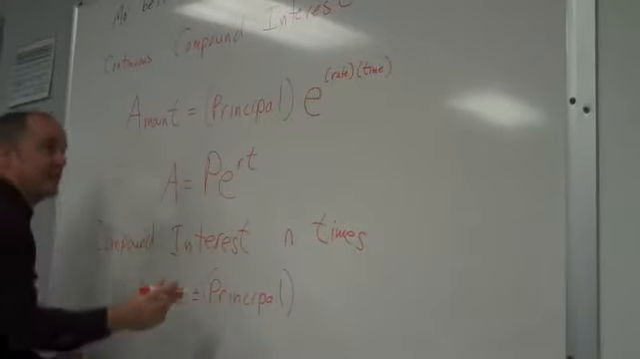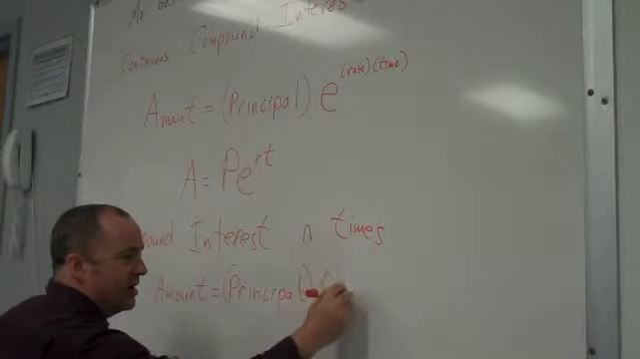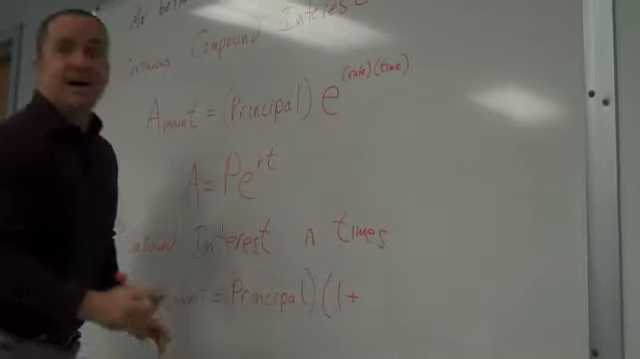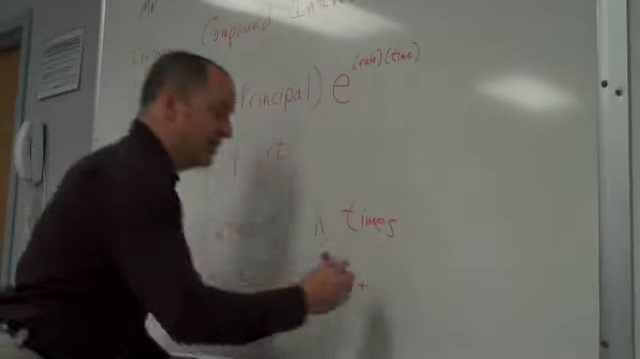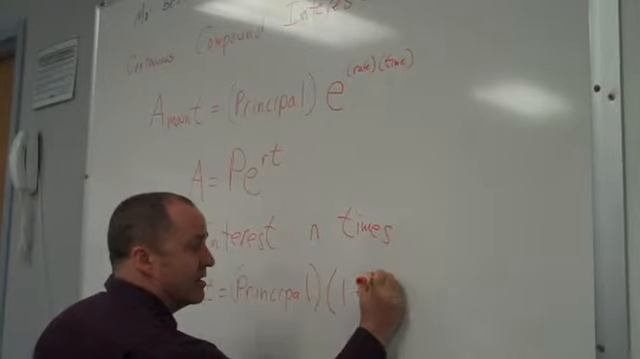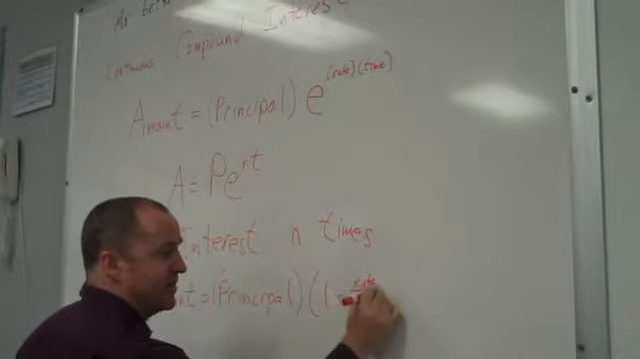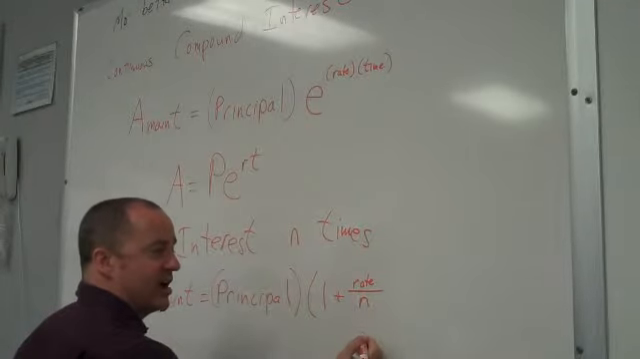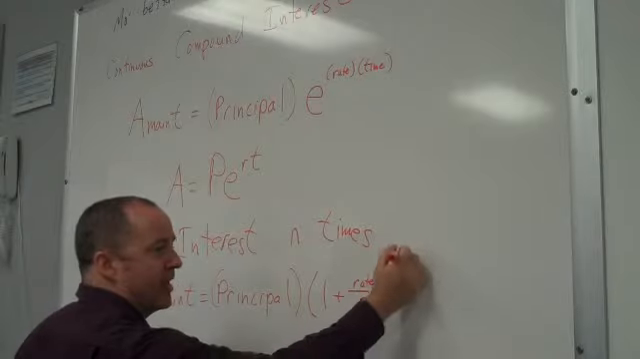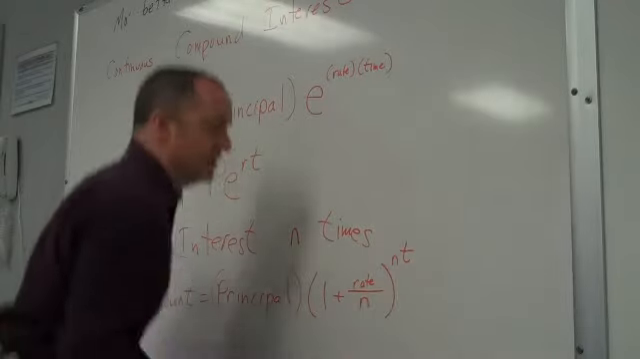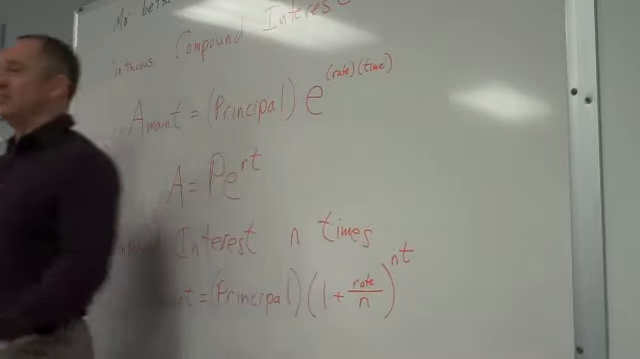Now in this case, instead of being multiplied times E, this is multiplied times 1. Which number is the principal? Principal is the amount you start with. So you imagine the initial amount you invest, 1 plus the rate, as a decimal, not as a percentage, divided by the number of times you're compounding in a year, raised to N, the number of times you're compounding, times the number of years.